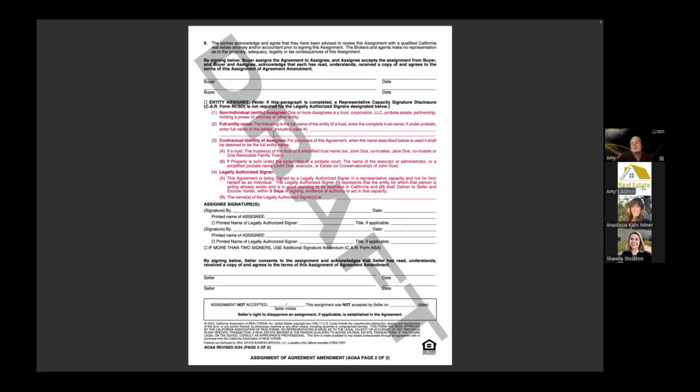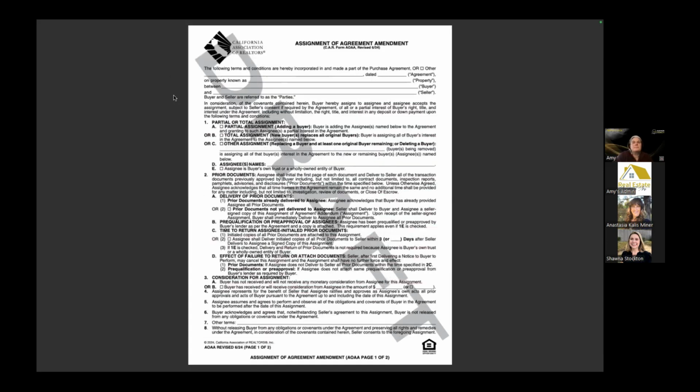We see this already on the purchase agreement and the listing agreement, so I don't have to go through everything here. Just know that you're going to put the entity here. That's where the corporation, the trust, the partnership name would go, on line number 2. And then the person who's signing, their name goes here on 4B, the name of the legally authorized signer. Okay. So that's how you fill out that section. That's the only change that was made to that AOAA form, the assignment of agreement.